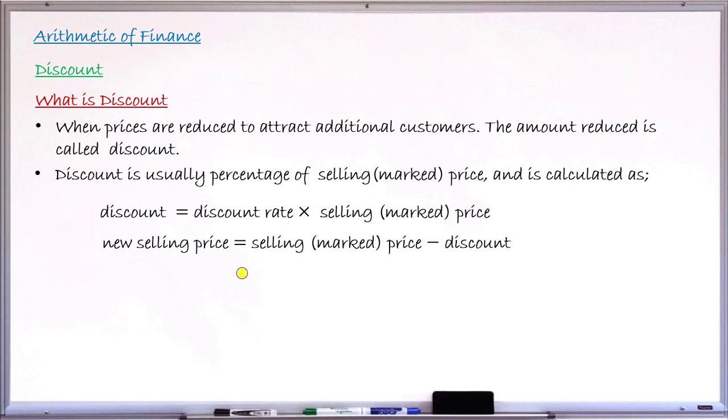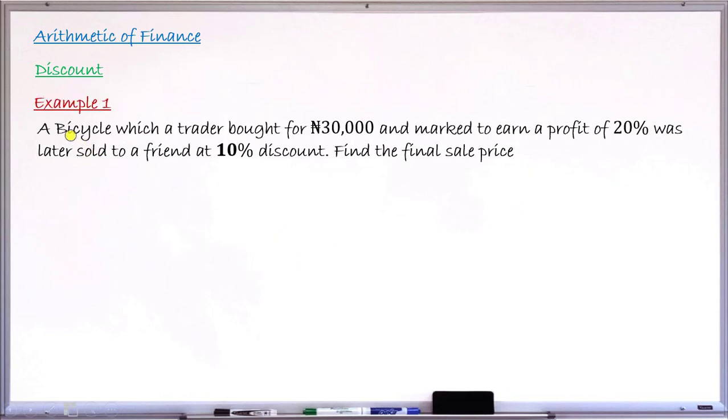Example number one says: a bicycle which a trader bought for 30,000 naira and marked at a profit of 20% was later sold to a friend at a 10% discount. The question asked here is, what will be the final sales price of the bicycle? Solution to this problem.